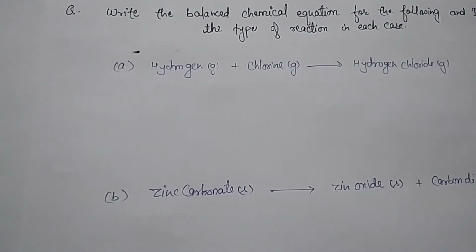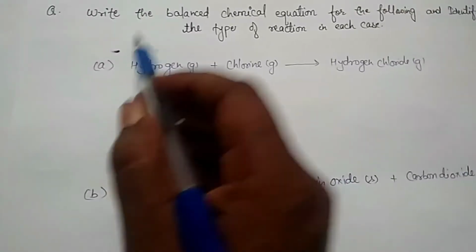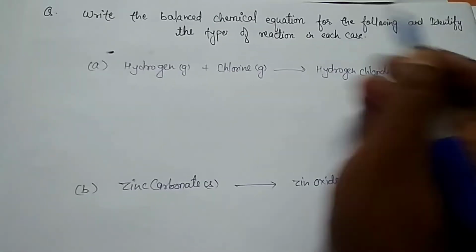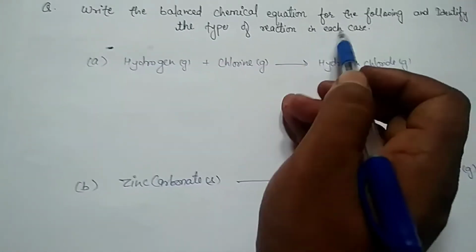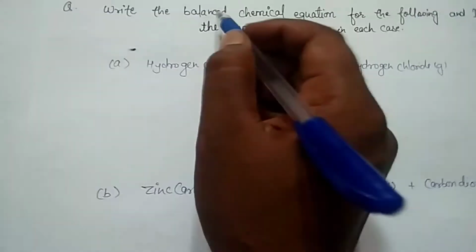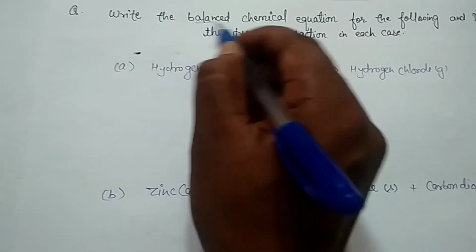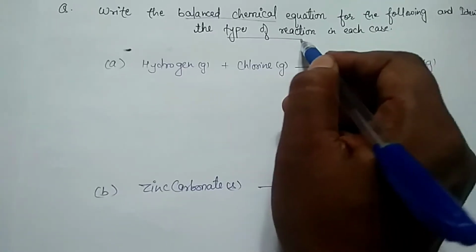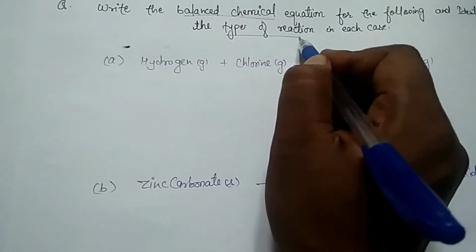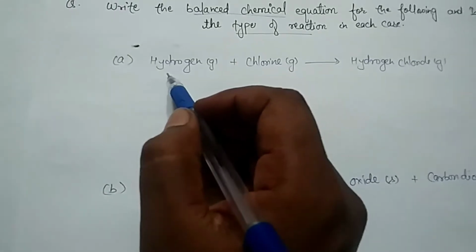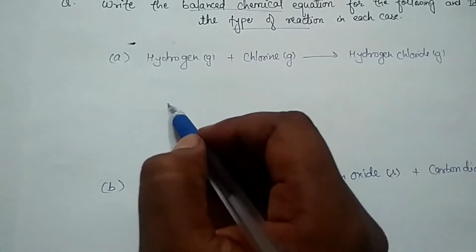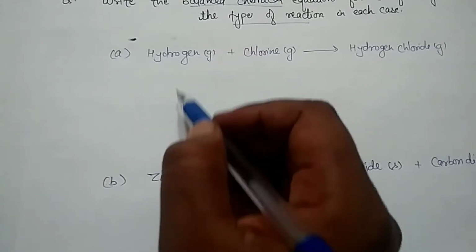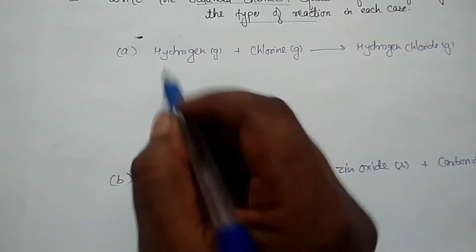Let us take another example. Write the balanced chemical equation for the following and identify the type of reaction in each case. Clear, children? There are two questions asked in this: balance and type of reaction. So let us try to find out, children. See how I am going to solve this question.